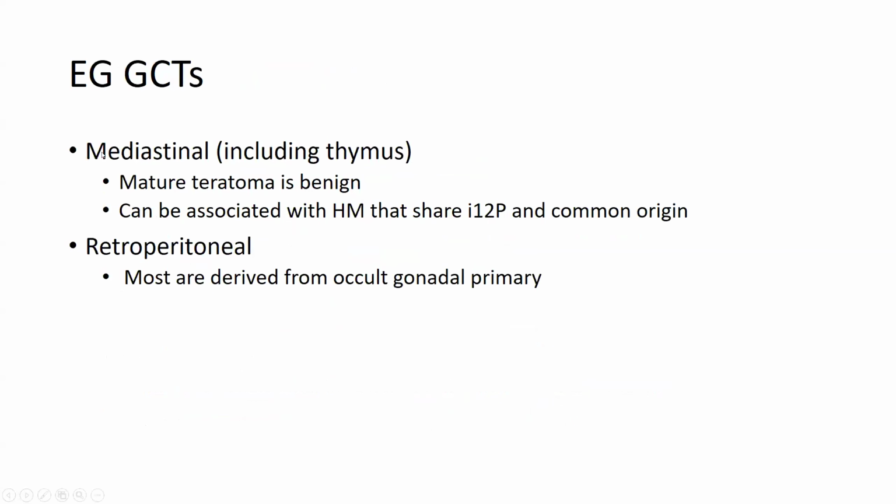And just to note, mediastinal extragonadal germ cell tumors, including those in the thymus. Commonly, we see mature teratoma, and that is benign, and it can be associated with hydatidiform mole, and it can also have isochromosome 12p alterations and share a common origin with patients who basically have post-pubertal lesions. That's usually when you see them. And then in the retroperitoneum, if they are in adults, most often they are derived from an occult gonadal primary.